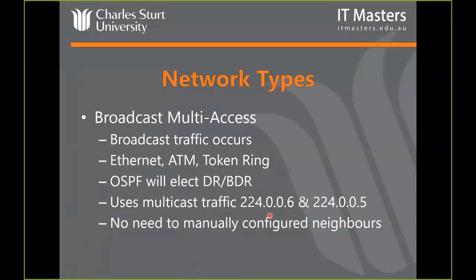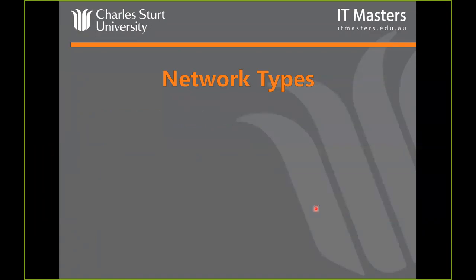So network types, as we're talking about, that's one of the components of the adjacency that has to match. So there's broadcast multi-access, where broadcast traffic occurs. Examples are Ethernet, ATM, token ring, for those of you who want to go back that far. OSPF will elect the DR and BDR in broadcast multi-access environments and uses multicast traffic to those two addresses, as we said earlier. And in this case, there's no need to manually configure neighbors because they'll work it out themselves.